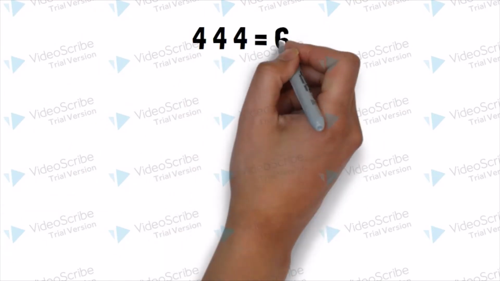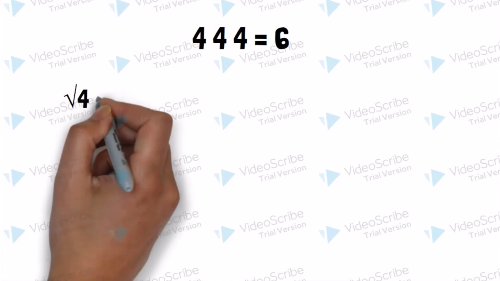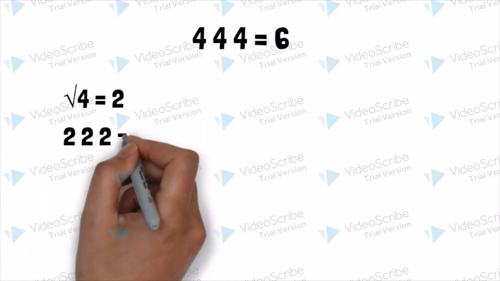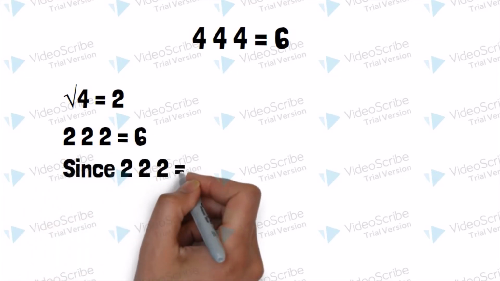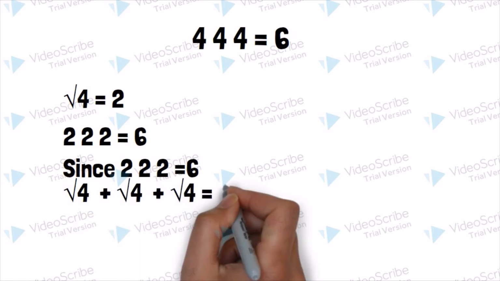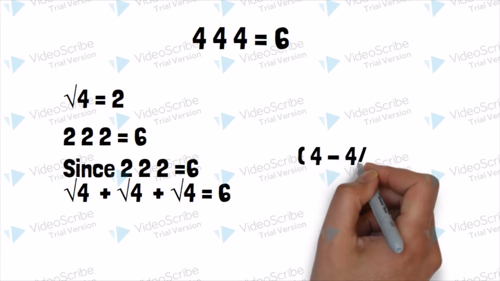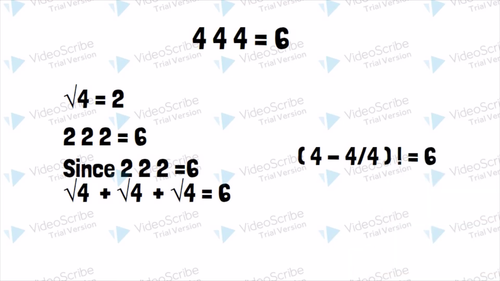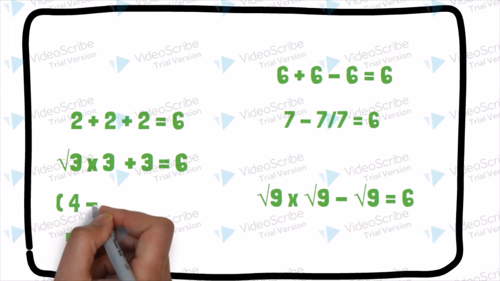Now moving forward to 4, 4, 4 equal to 6. Again we have the same trick of using the square root for all of the 4's. Since root 4 equals 2, we can reduce the problem to 2, 2, 2 equal to 6, which has been previously solved. So we can write the equation as root 4 plus root 4 plus root 4 equal to 6. Or the other way we can write it as root 4 minus 4 by 4 whole factorial. For the simplification, I'll just take the first equation.